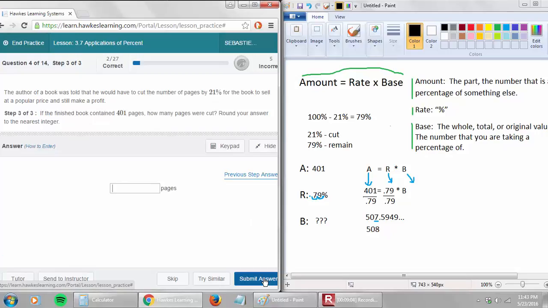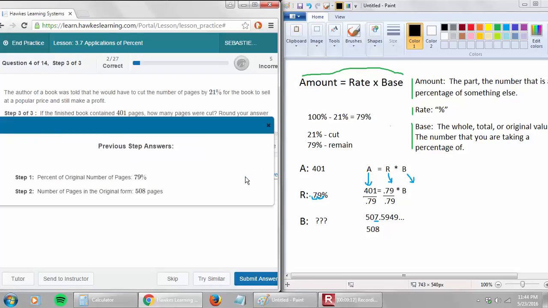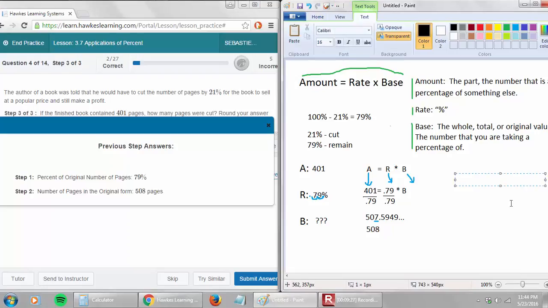And here they say if the finished book contains 401 pages, how many pages were cut? Well, you could do this by setting up an equation again, but there's an easier way to do this, which is to look at the number of pages in the original, which is 508, and realize that if 401 pages were left, we just have to subtract those to figure out how many were cut. So I can just do 508 minus 401.